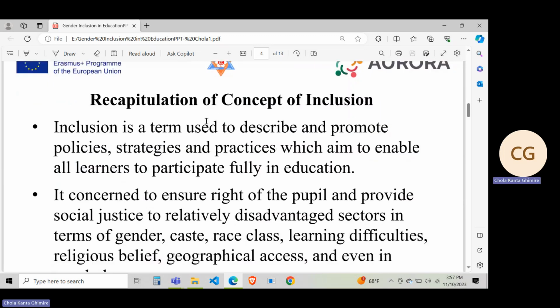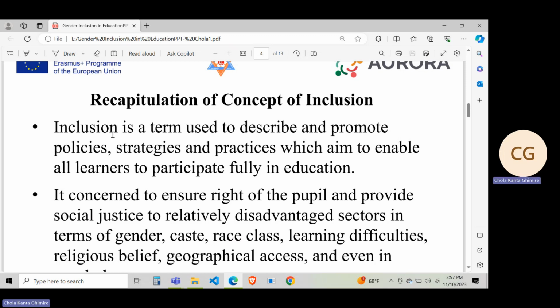Now we are going to recapitulate the concept of inclusion. Generally, the concept of inclusion is given differently in different contexts, and we can find the definition of inclusion in various ways. Here, we will discuss the general and wide definition of inclusion.